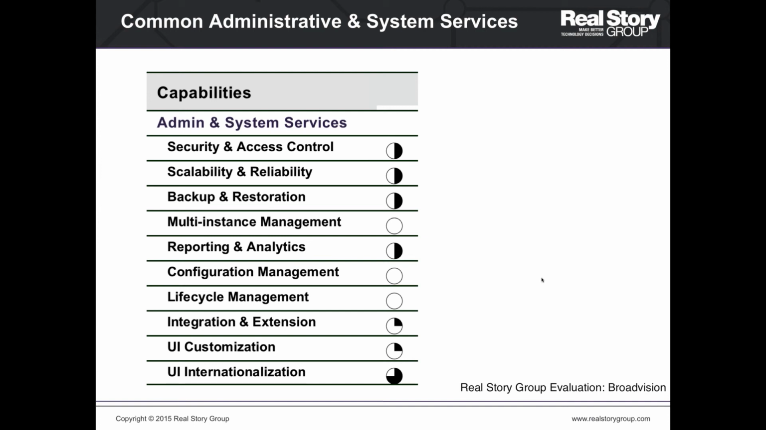There's a number of key capabilities from an administrative and system services perspective that you really need to take into consideration, which may not have presented themselves in a departmental level implementation, but once you get to the enterprise, these things start becoming very important around things like multi-instance management, backup and restoration, reliability, reporting and analytics, lifecycle management. These are the sorts of things that the enterprise cares about and can be make or break that, again, may not have surfaced during the departmental one.